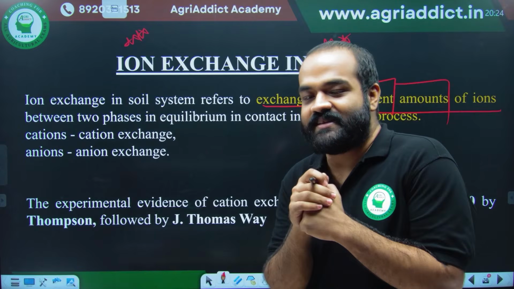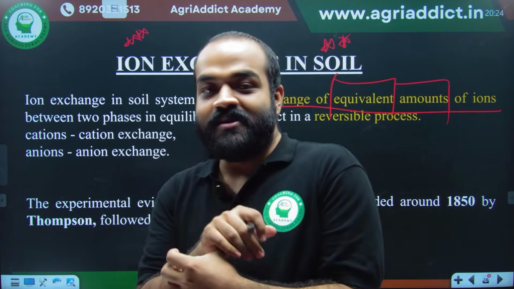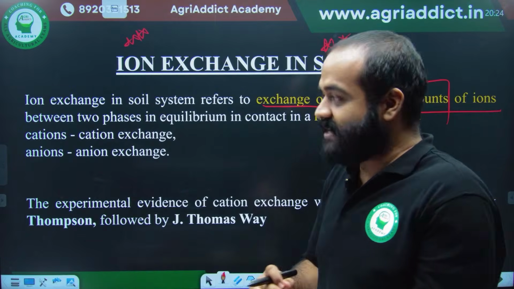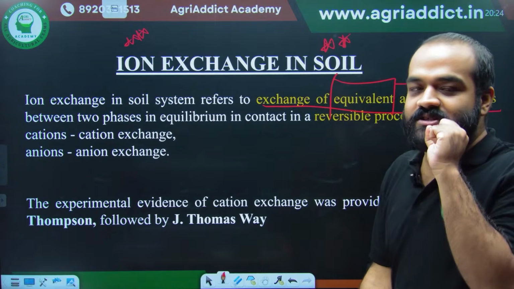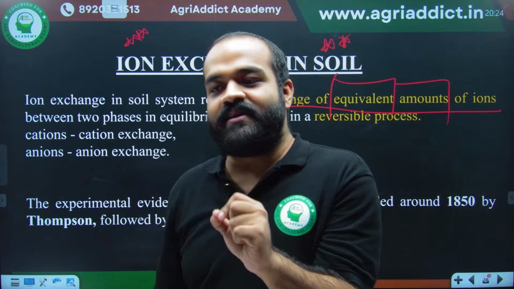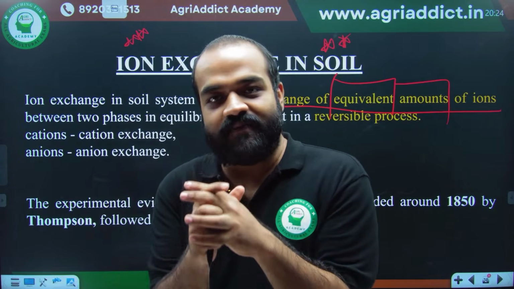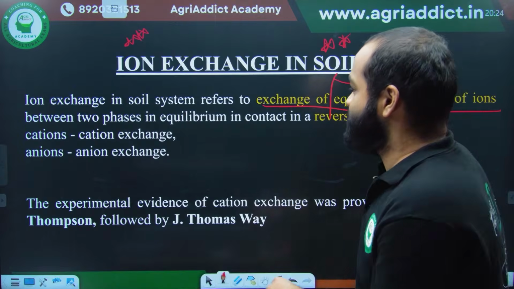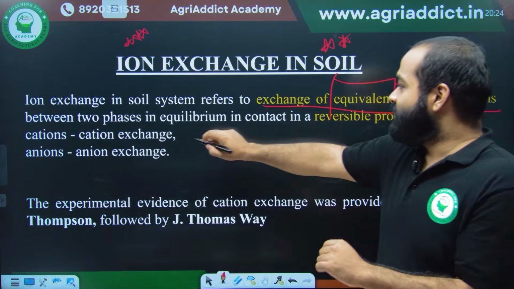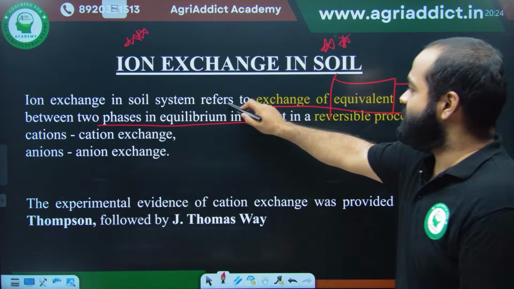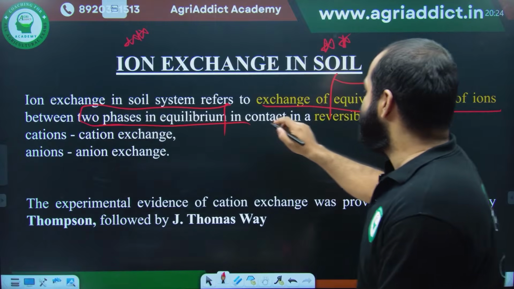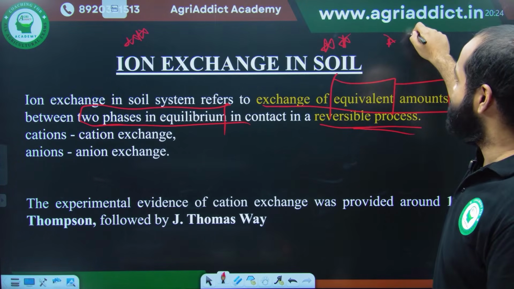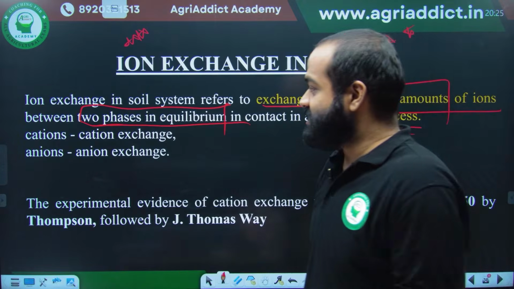This equivalent is nothing but, thank you Shandipta, thank you. This equivalent concept is a basic concept of class 11 chemistry, all of you know. So any exchange of ions takes place in equivalence only. Any chemical reaction takes place in equivalent only. It will not take place if it is not in equivalent concentration. All right. Between two phases in equilibrium, and it is a reversible process. So all these are the keywords which you should remember, the JRF aspirants especially.